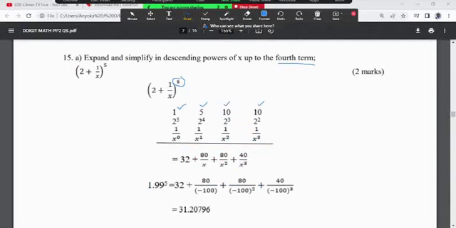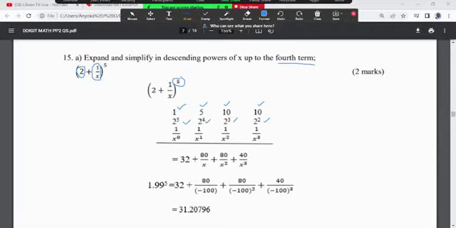Then we start with the first term. The first term will start with the maximum power, the power of 5. Then it will decrease up to the fourth term. So we have 2 to power 5, 2 to power 4, 2 to power 3, 2 to power 2. The second term, the powers will increase. So we start with the power of 0, 1 over x to power 0, 1 over x to power 1, 1 over x power 2, 1 over x power 3.